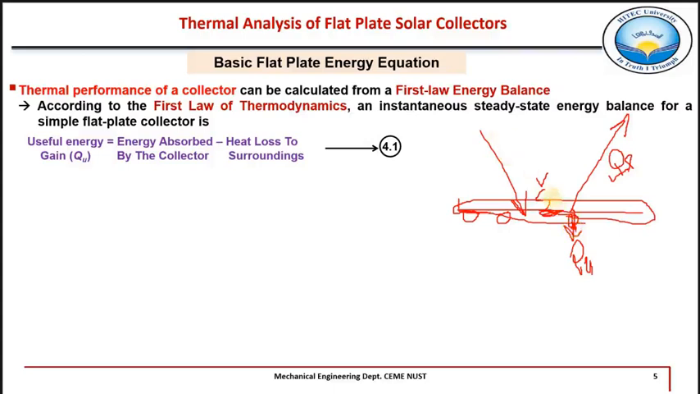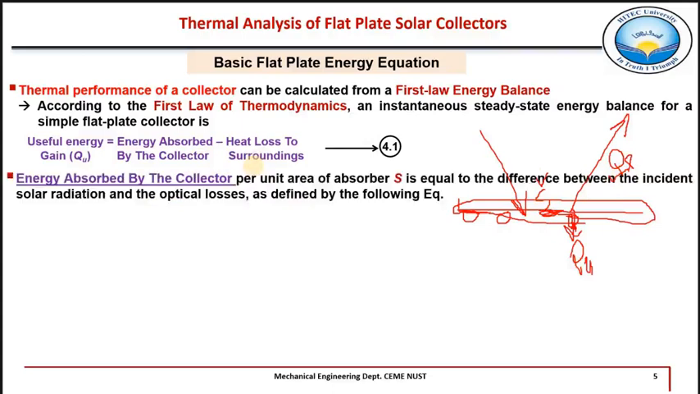So the energy entering, S, must be equal to the energy leaving in the form of loss and in the form of useful energy. That is actually written here. The total useful energy QU is equal to S minus Q loss, the heat loss to the surroundings. So the energy absorbed by the solar collector, which we have represented by this symbol S, is equal to the difference between the incident solar radiation and the optical losses.